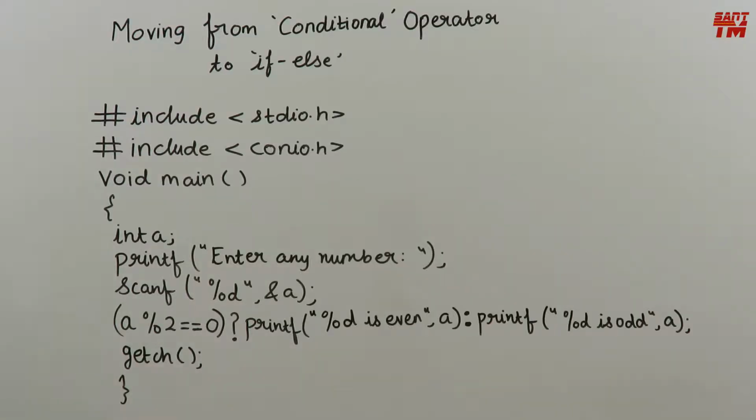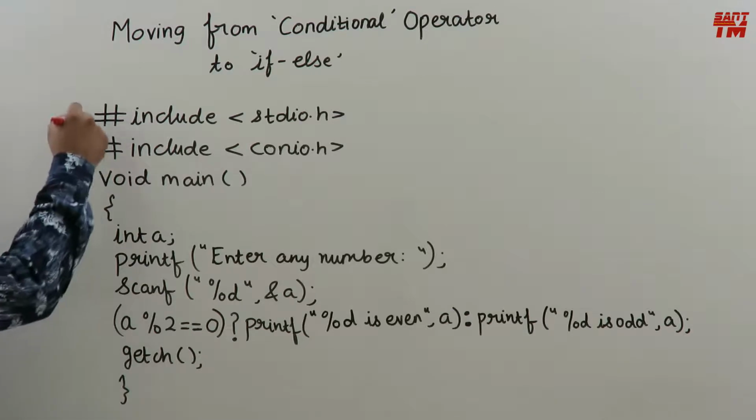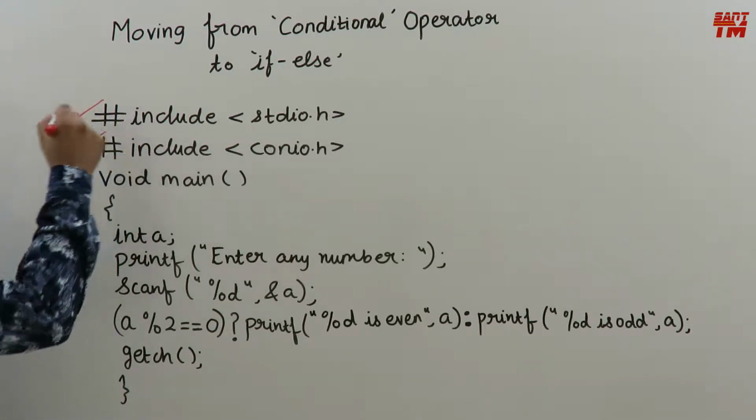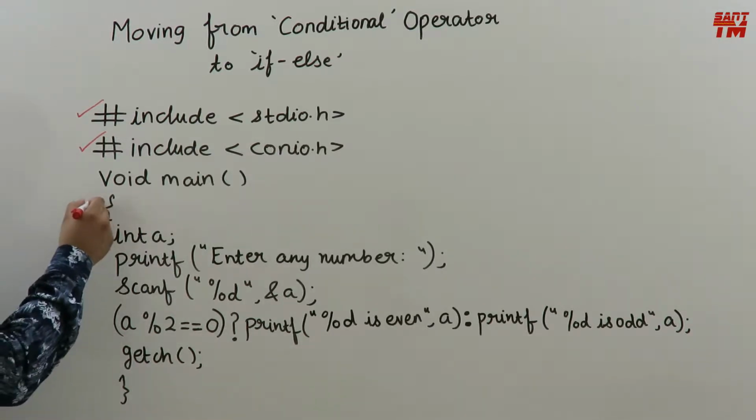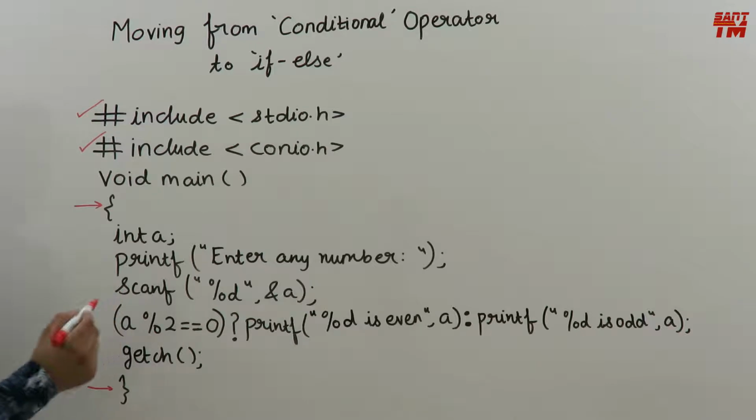Now consider this program. This is a simple program written in C language that just checks whether a number is even or odd. If it is even, it displays the number, and if it is odd, it also displays the number. So let us study this program. I hope you have no doubts with these two statements, #include stdio.h and #include conio.h. The main function of our program starts from here and it ends here.